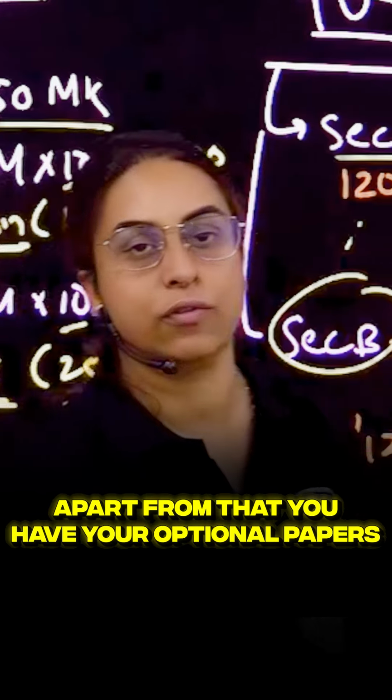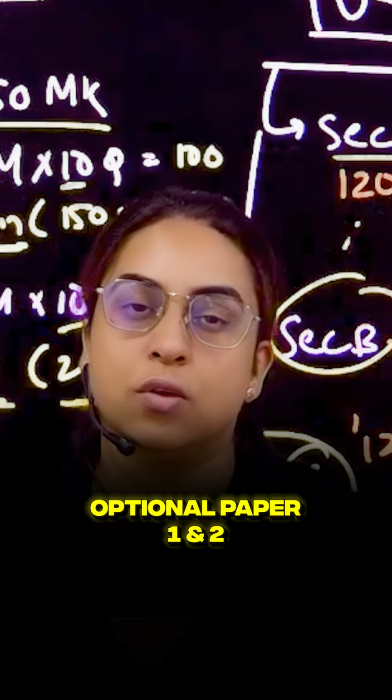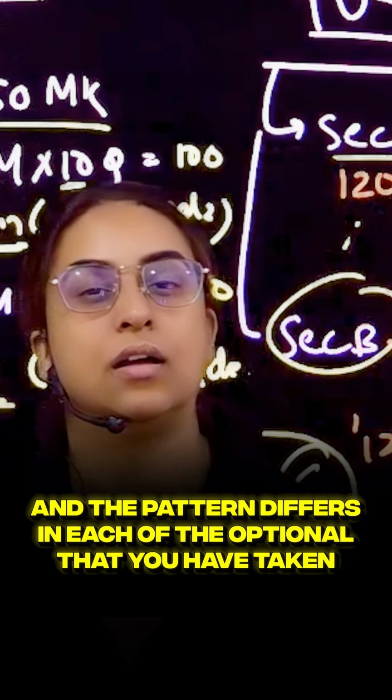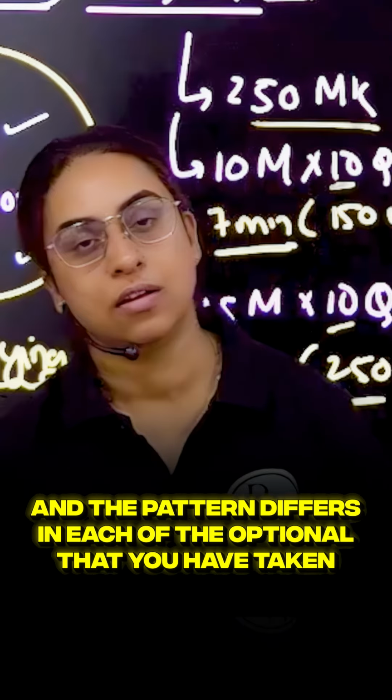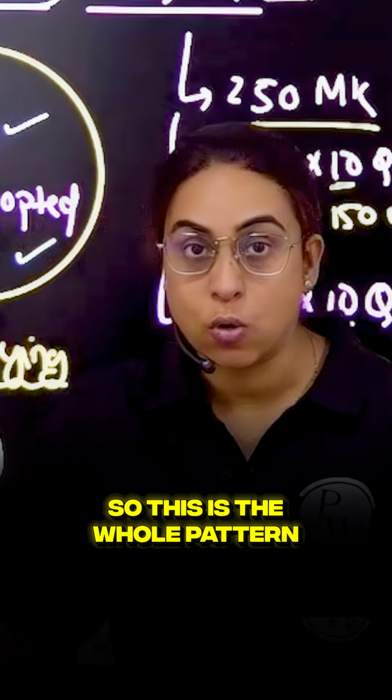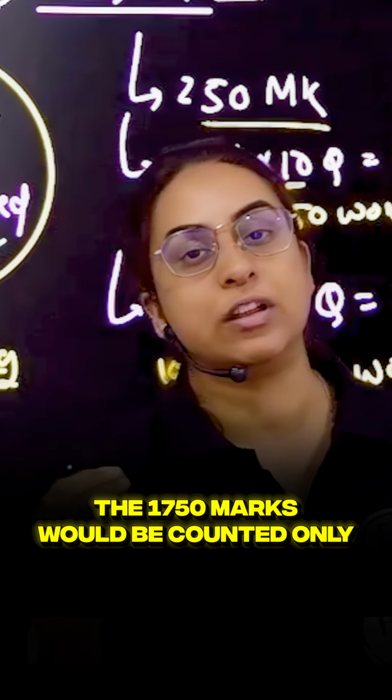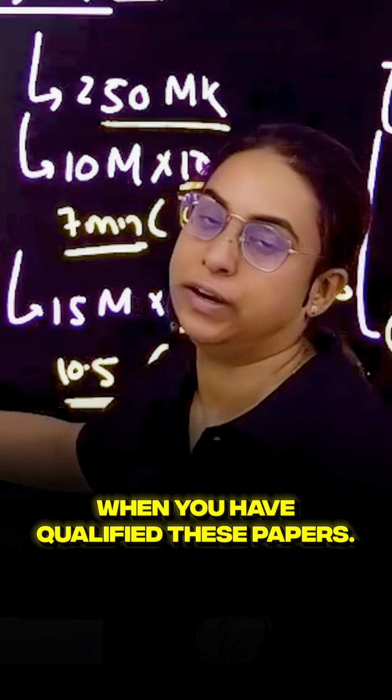Apart from that, you have your optional papers, optional paper 1 and 2, which are of 250 marks each, and the pattern differs in each of the optionals that you have taken. So this is the whole pattern. The 1750 marks would be counted only when you have qualified these papers.